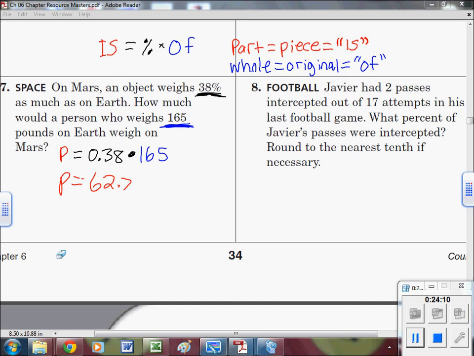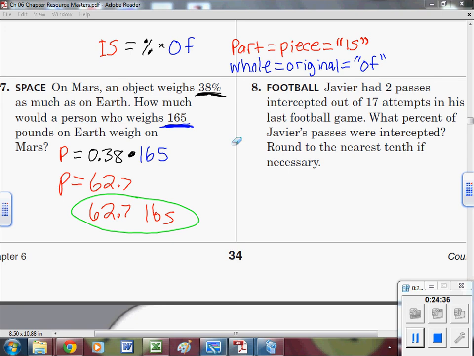So if you want to put your answer in a complete sentence, you could say, if your weight on Earth is 165 pounds, then your weight on Mars will be 62.7 pounds. And LBS is the abbreviation for pounds. That would be your weight on Mars. And you solve that question using the percent equation. If you haven't already tried number 8, press pause and do so now.